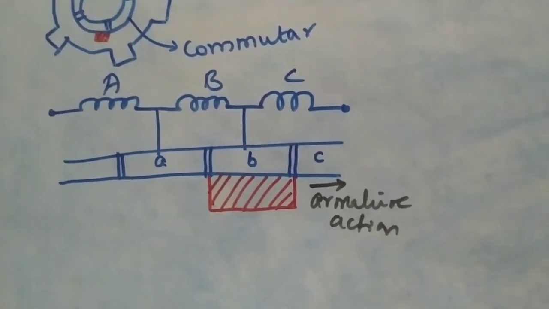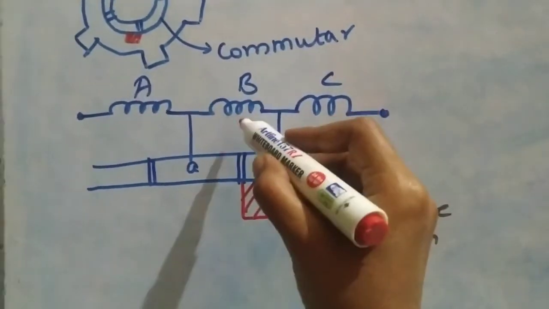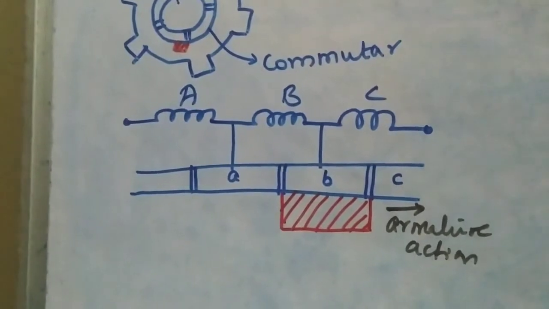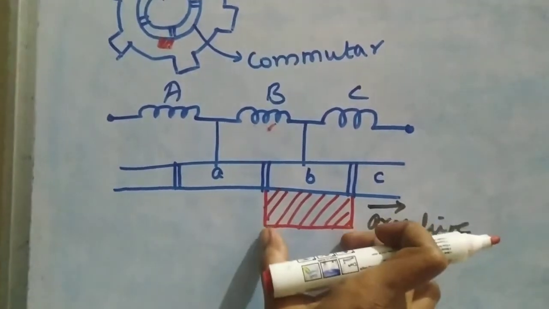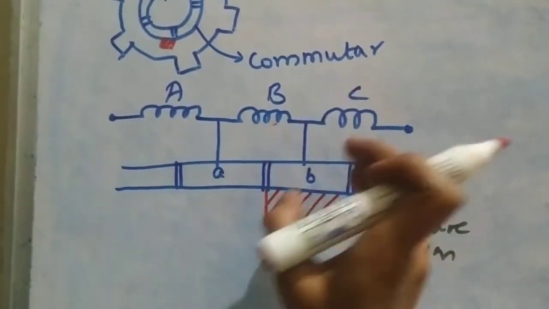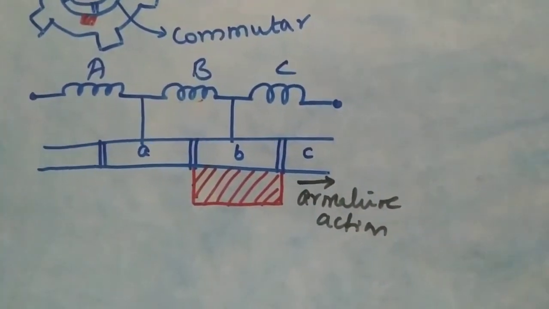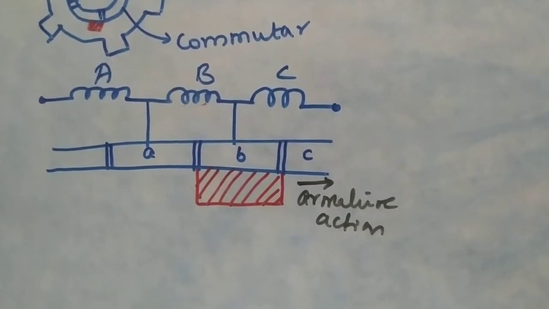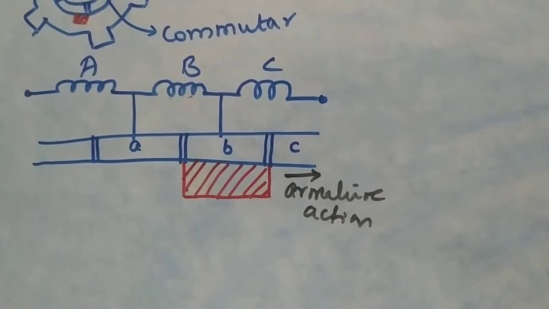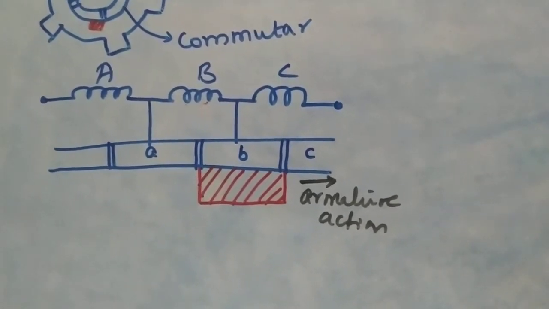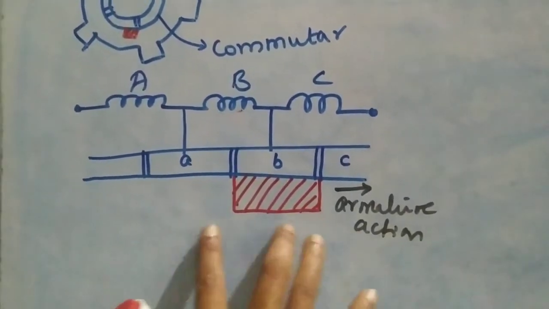So in this figure you can see that coil B is about to be short circuited. It is about to be, because here you can see the brush is almost between C and B. So coil B is about to be short circuited, and the brush is about to come in contact with the commutator segment A.